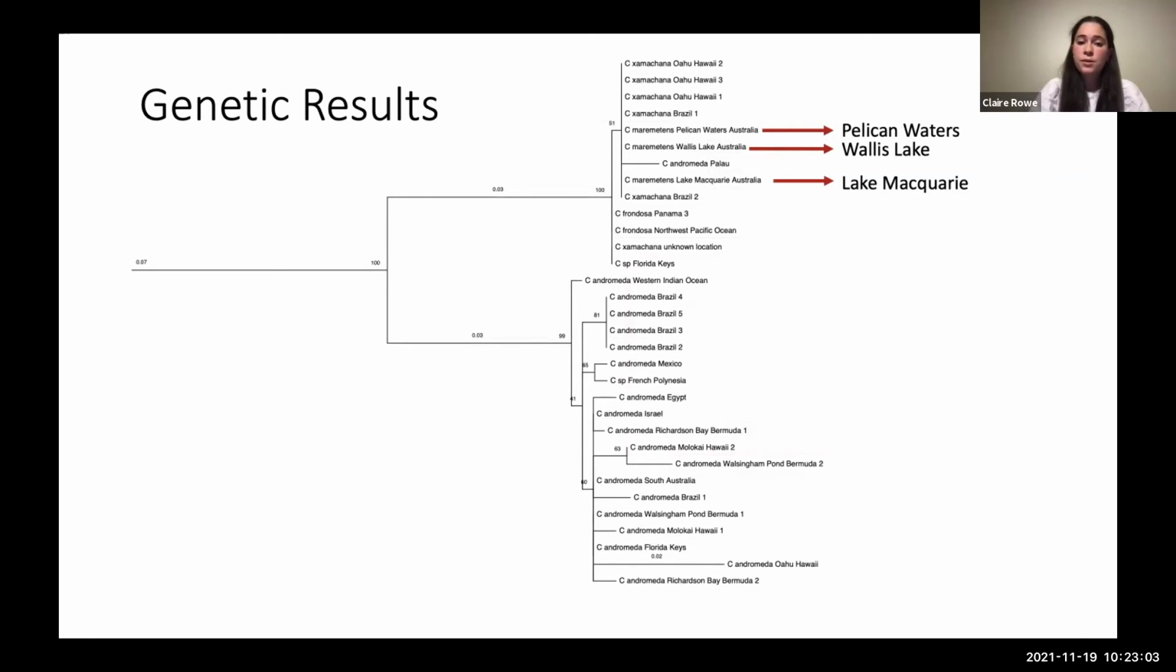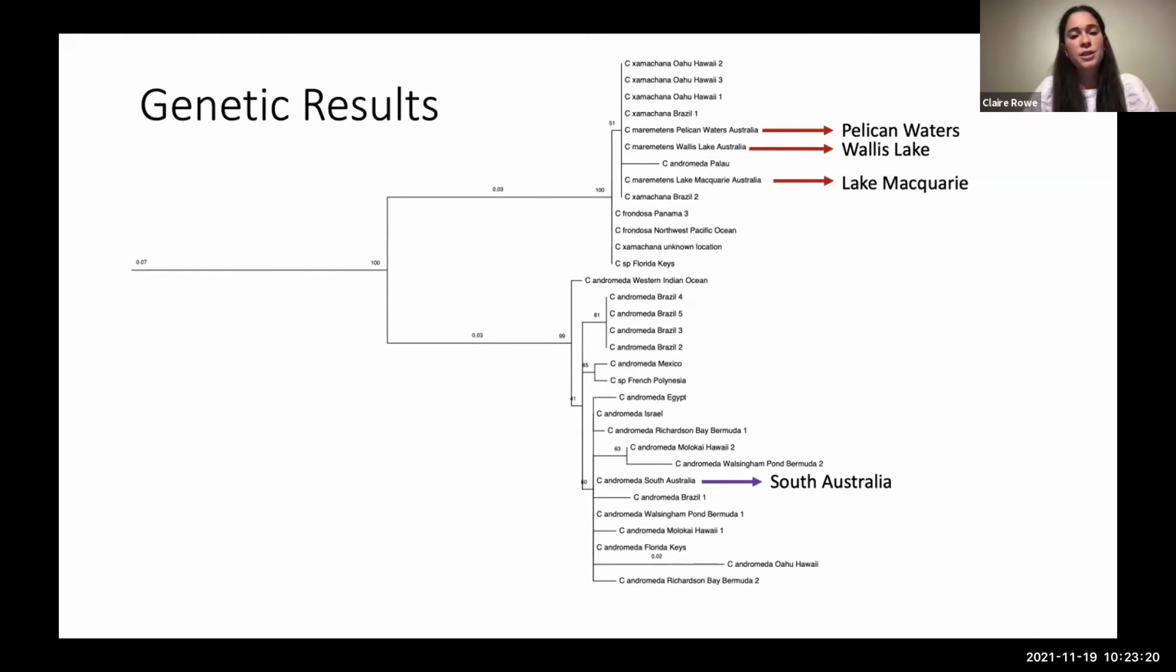Keys. Also really interestingly, the South Australia specimens came out as the same species as in Brazil, Mexico, French Polynesia, Egypt, Israel, Bermuda, Hawaii, and the Florida Keys. So you can see how dispersed just one species of this jellyfish can be.